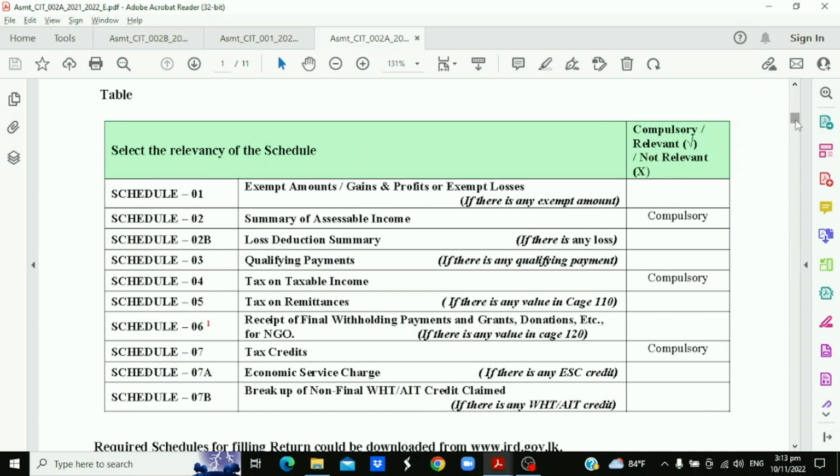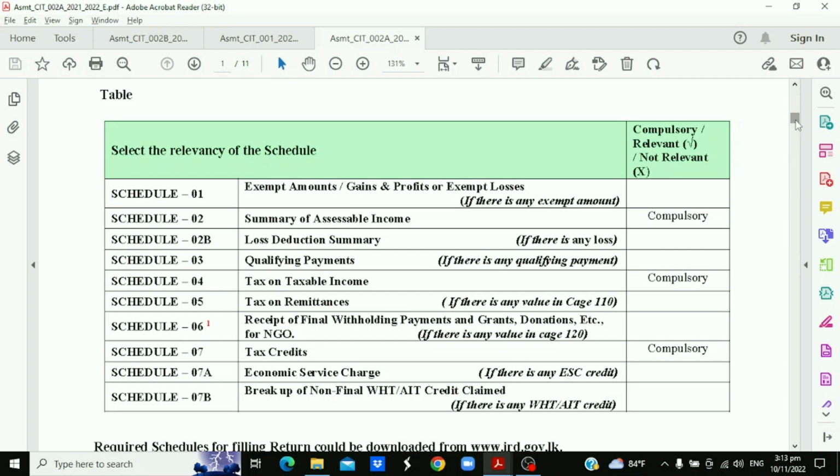If not, you need not submit those schedules, right? If you are just concerned about the e-service, at the time of completing the qualifying questions, once you provide the answers, the system automatically identifies which schedules are relevant and which are not relevant.